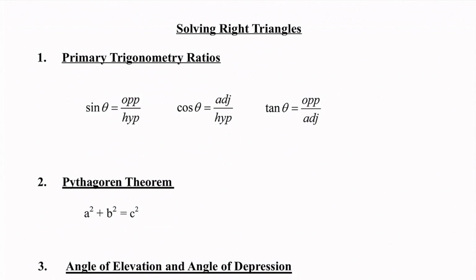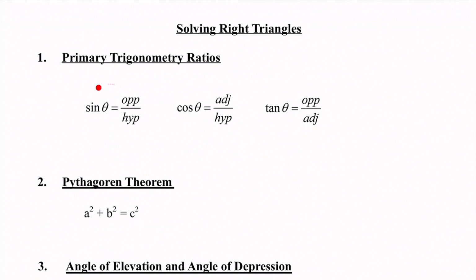Hello everyone, welcome to another video. This video is going to be about solving right triangles. So we're going to be given some problems and we're going to have to find some missing sides, and to do that we're going to be using our primary trigonometric ratios.